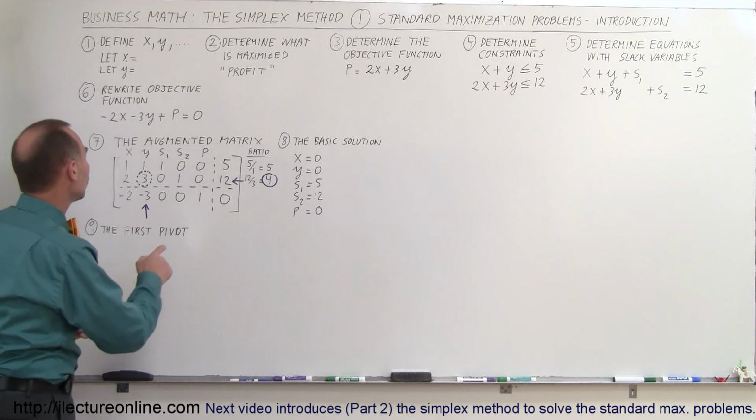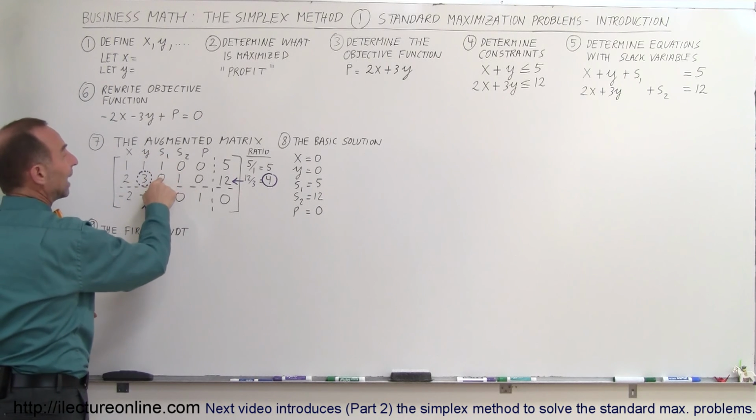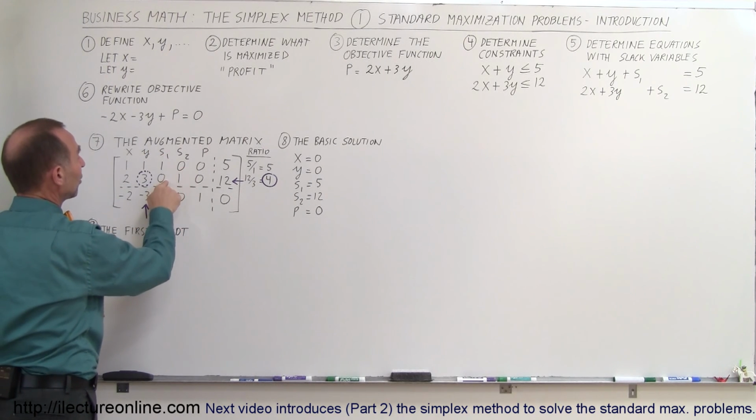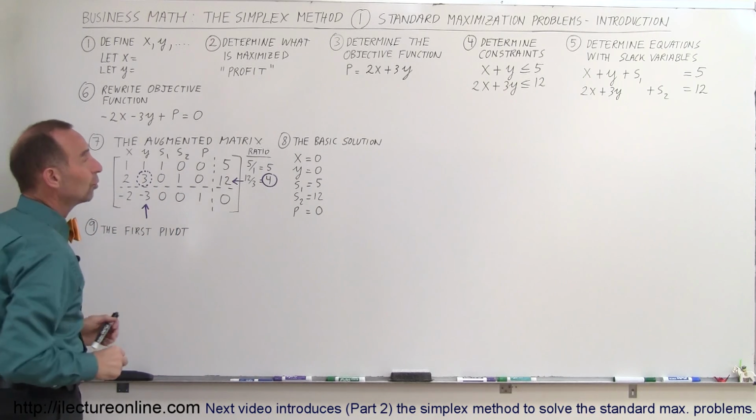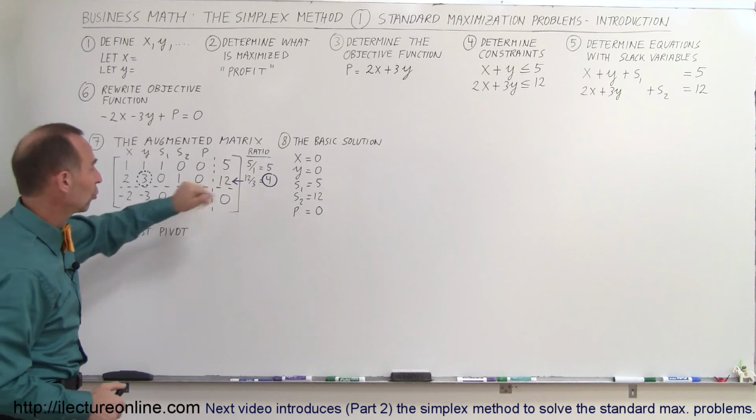The second equation, notice the coefficient is 2 for x, 3 for y. For S1, there's no S1 in the second equation, so that's 0. The coefficient of S2 in the second equation is 1. There's no P in the equation, and the number on the right side of the equal sign is 12.